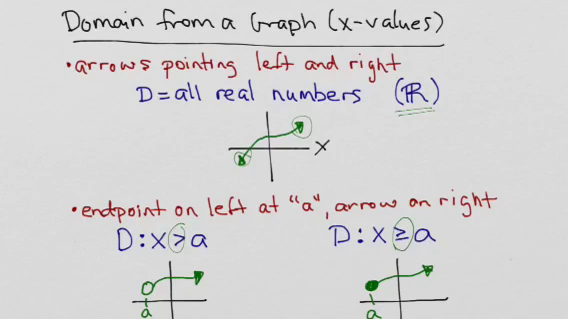All right, so 4 different possibilities for us today. We could have 2 arrows, one pointing left, one pointing right. If that happens, it means the graph goes forever in both directions, so the domain is all real numbers, and you can see the odd symbol that we use because we're going to get tired of writing the words all real numbers. So we can use this R symbol with a double stick on the left side.